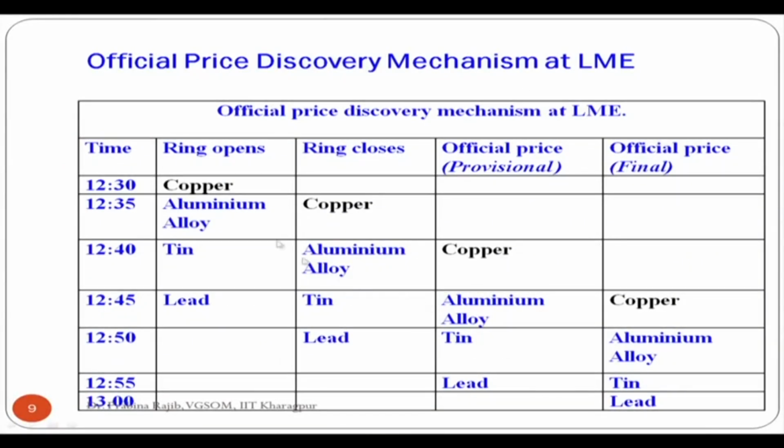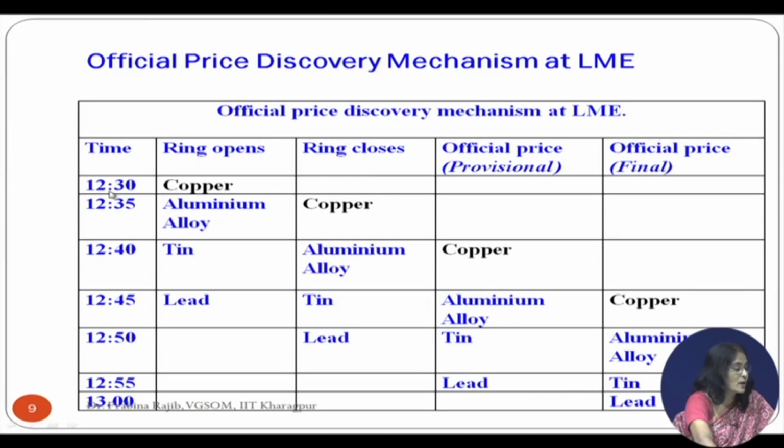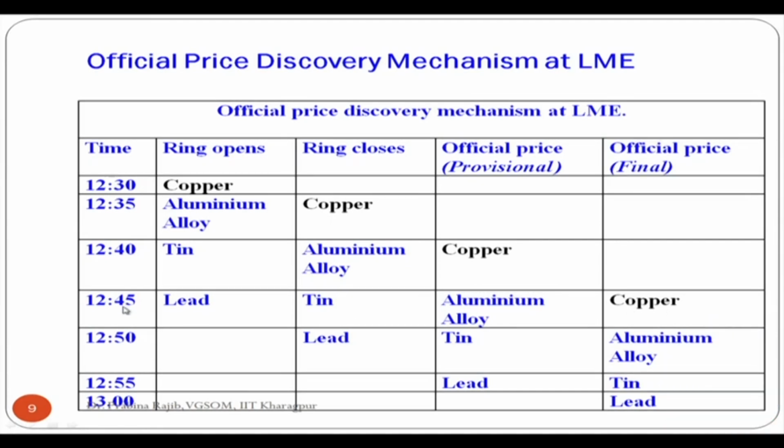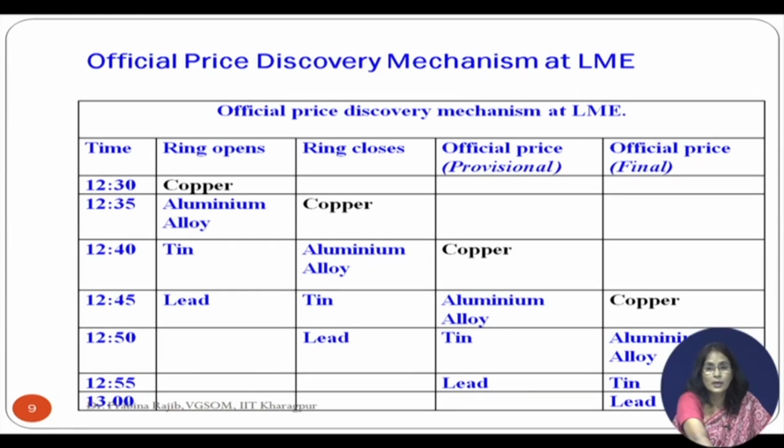As I mentioned, if you see the official price discovery mechanism at LME, copper trades at 12:30, and the ring closes for copper at 12:35. The official price, which is a provisional official price, gets announced by the quotation committee. LME has a quotation committee which announces the provisional offer price, and that price is made available to all trading members. In case there is a discrepancy, they get in touch with the quotation committee, and once the discrepancy is resolved, the official price gets announced to the whole world by 12:45 p.m. The exchange officially informs what the copper price is for the second ring session.